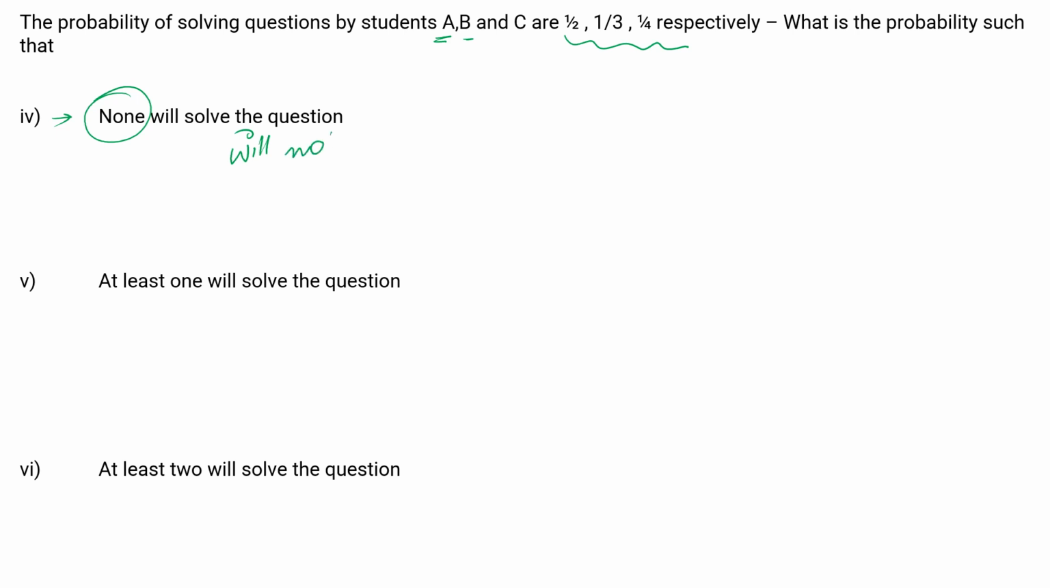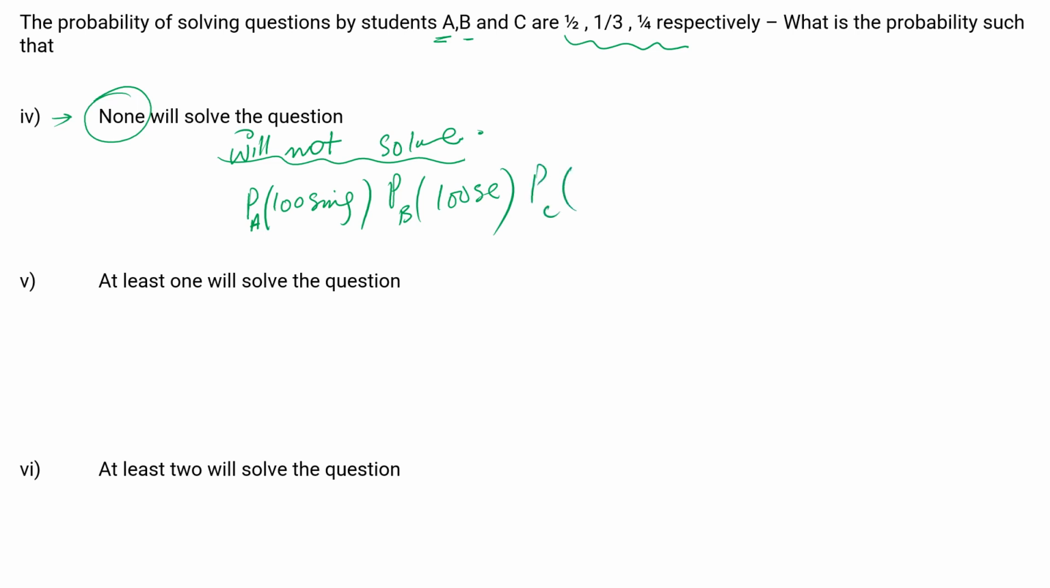It means the scenario is will not solve the question. Okay, will not solve. What is will not solve? It means the first student losing, the second student will also be losing, and the probability of the third student also losing. Losing means that they are not able to fulfill the situation.